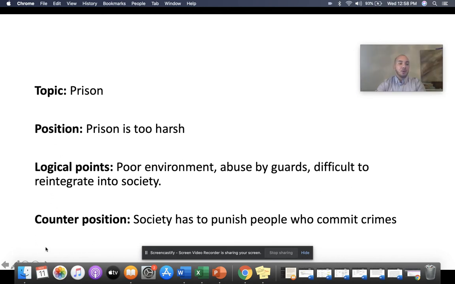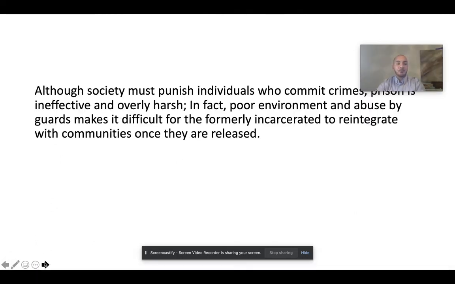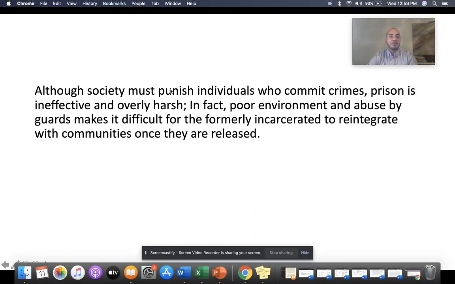And to revise all 3 of these into a thesis statement, we're going to set off with a complex sentence that reads, "Although society must punish individuals who commit crimes, prison is ineffective and overly harsh. In fact, poor environment and abuse by guards makes it difficult for the formerly incarcerated to reintegrate with communities once they are released." What we've done here is we began with a complex sentence.